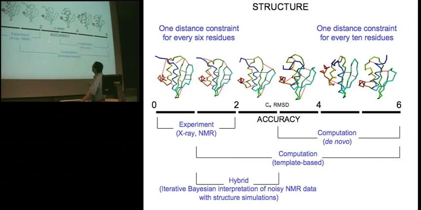Like I said, evolution reuses things again and again. If we take advantage of the fact that evolution reuses structure again and again, you can do something called homology modeling or comparative modeling, and it's template-based. You have a structure that has been solved experimentally and use that as the basis for modeling a protein that you don't know the answer to. Those can rival experimental accuracy in some cases.